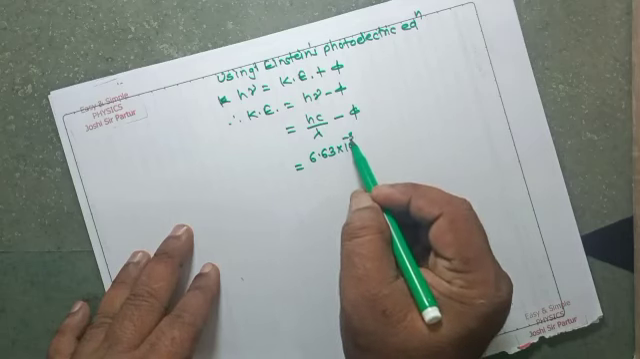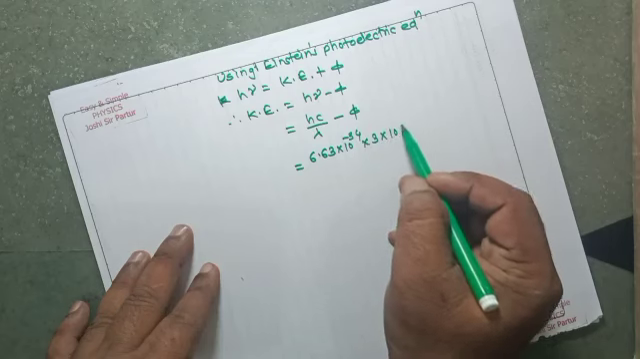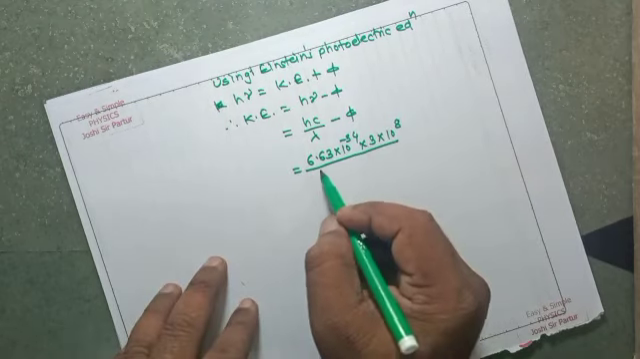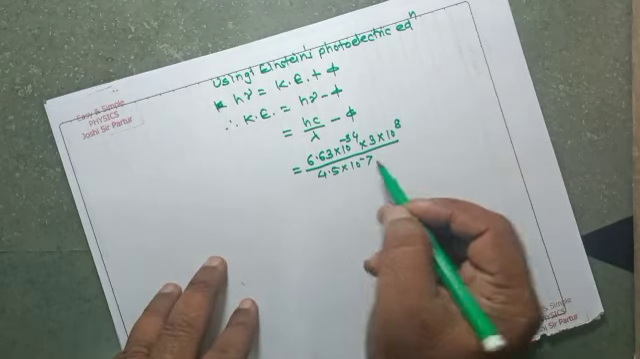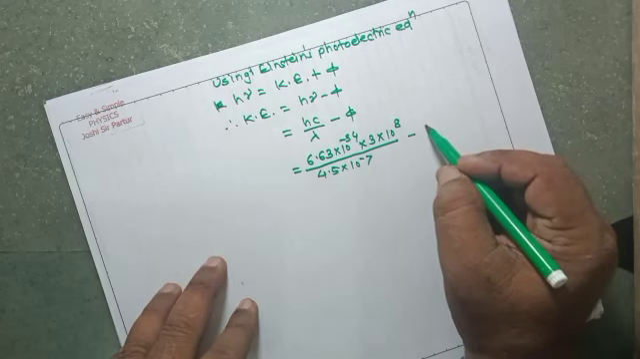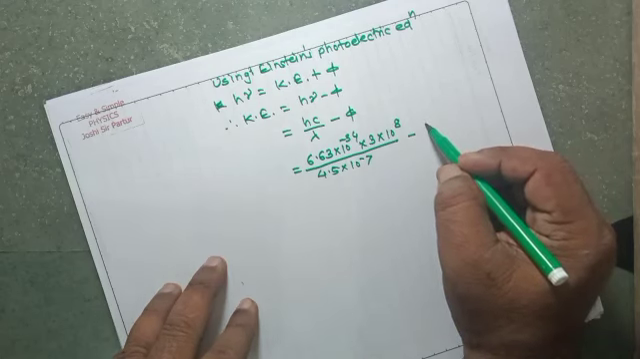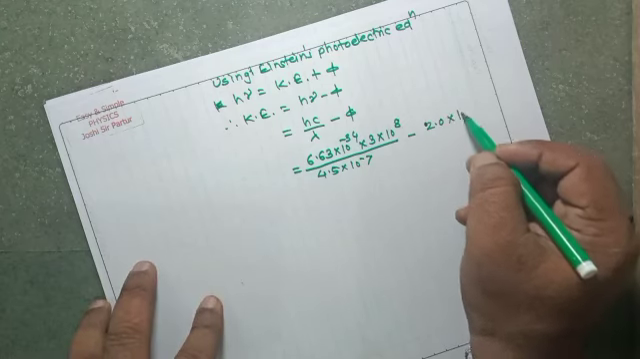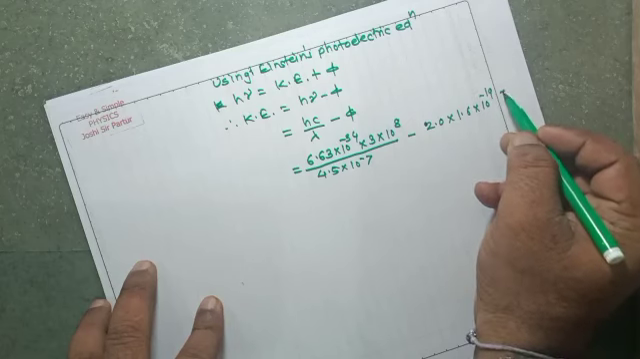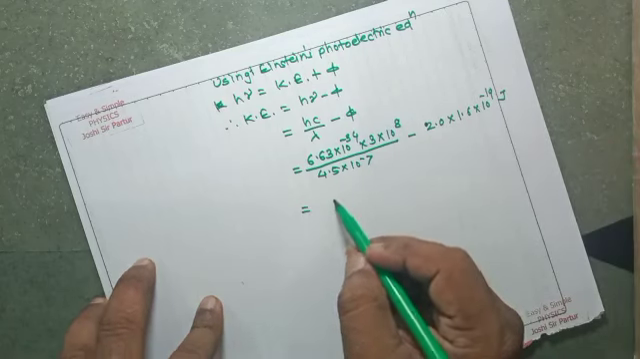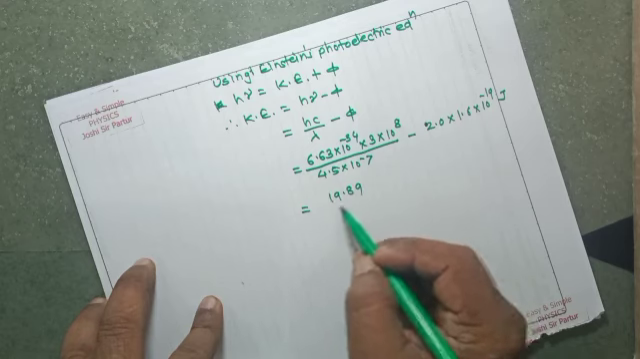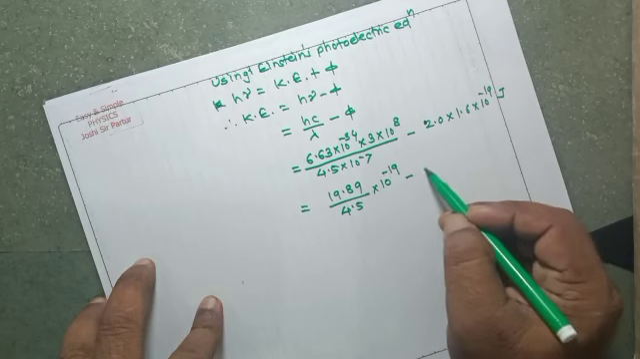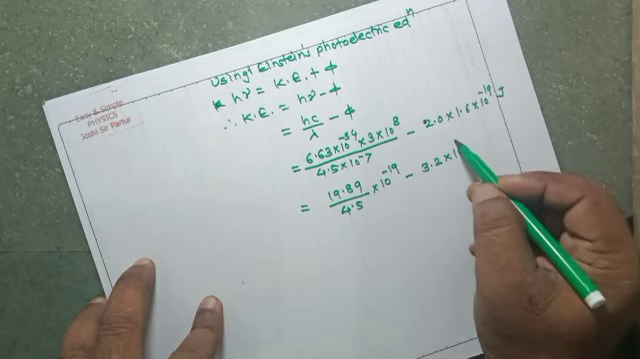6.63 into 10 to the power minus 34 into 3 into 10 to the power 8 divided by 4.5 into 10 to the power minus 7, minus phi, which is 2.0 into 1.6 into 10 raised to minus 19 joule. So what happened? 19.89 upon 4.5 into 10 raised to minus 19 minus 3.2 into 10 raised to minus 19.